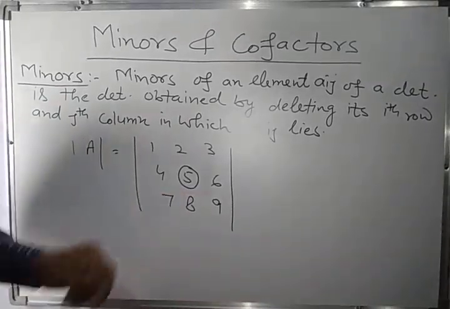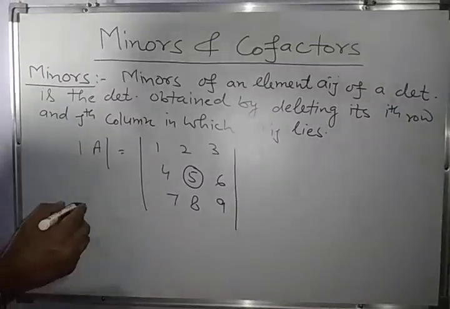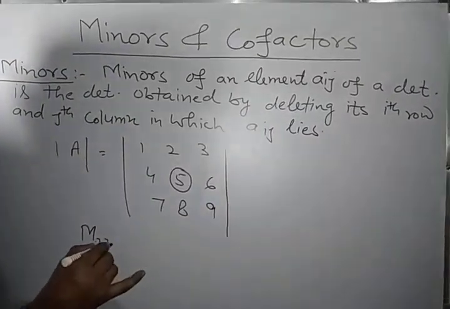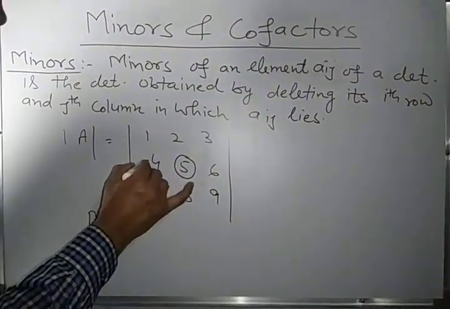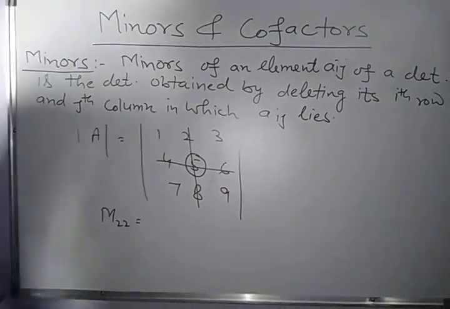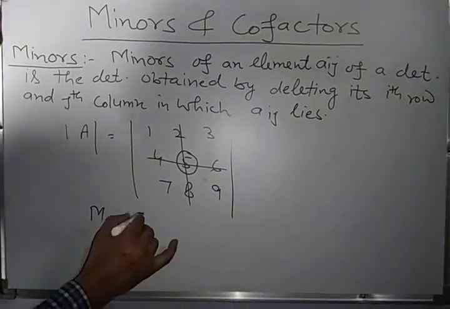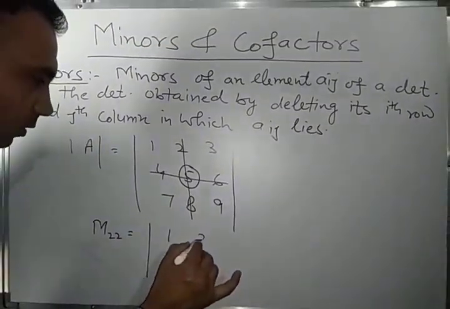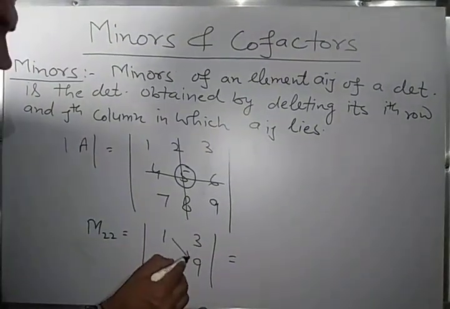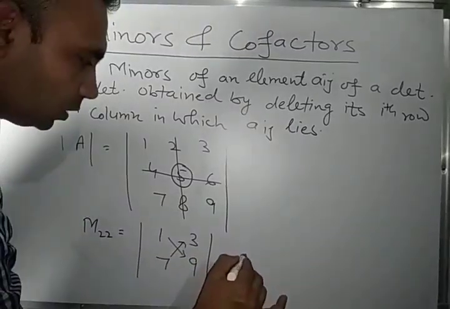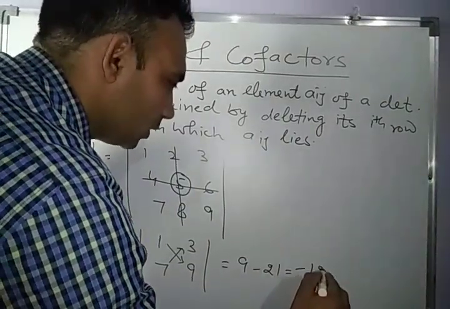Minor of 5. This is the element of the second row and second column, A22, and its minor is represented by M22. By deleting this row and this column, we get a second order determinant 1, 3, 7, 9. So M22 is the determinant 1, 3, 7, 9. The value of this determinant is 1 into 9 minus 7 into 3, that is 9 minus 21, which is equal to minus 12.